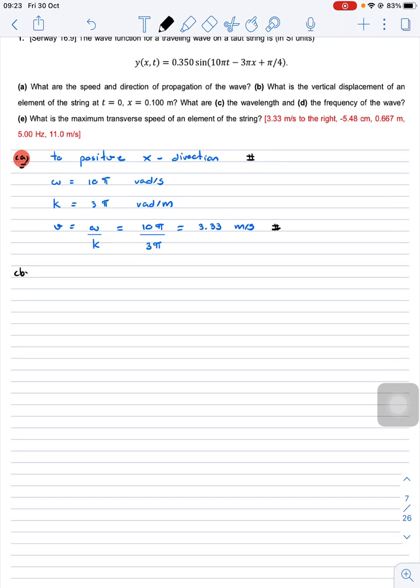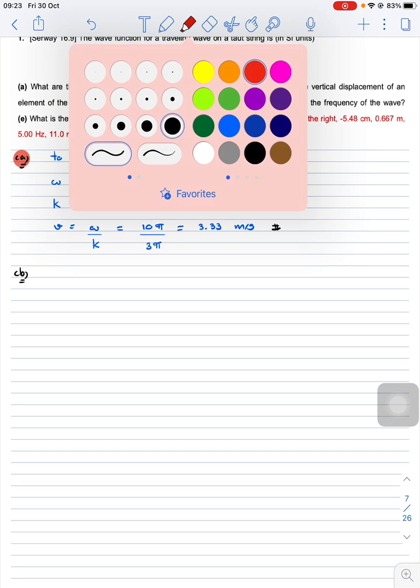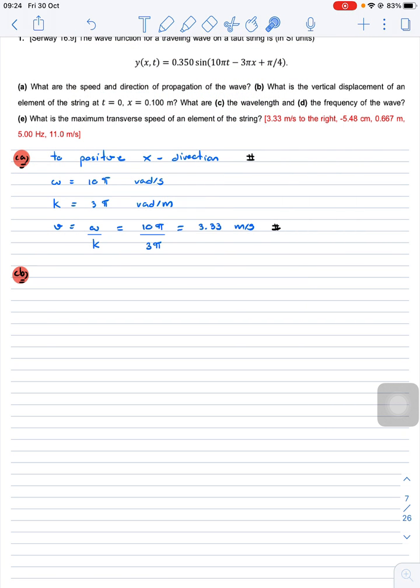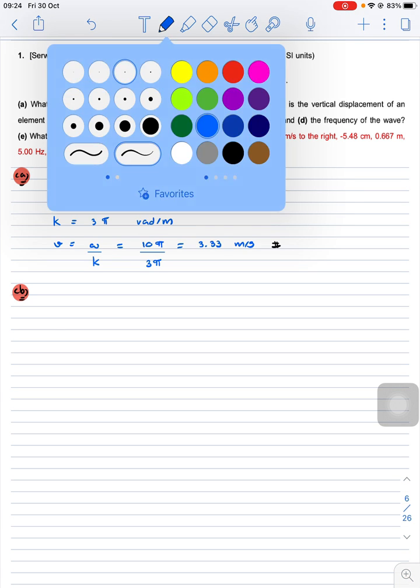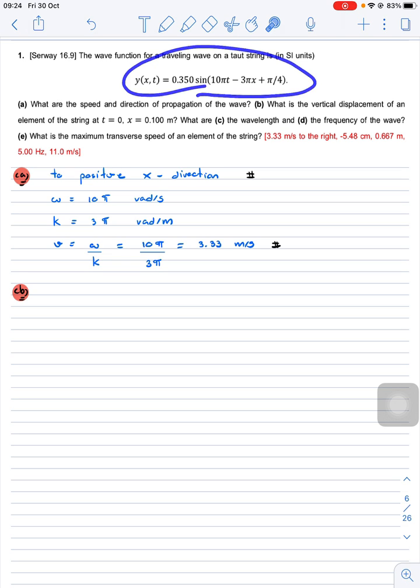Okay, so now for part B. What is the vertical displacement of an element of the string, right? At the time equal to this and the x equal to this. Okay, so we just want to find the vertical displacement. So it means that we just want to find the y at this time and this position x. Okay, so that's quite easy. We can just plug in everything into this equation.